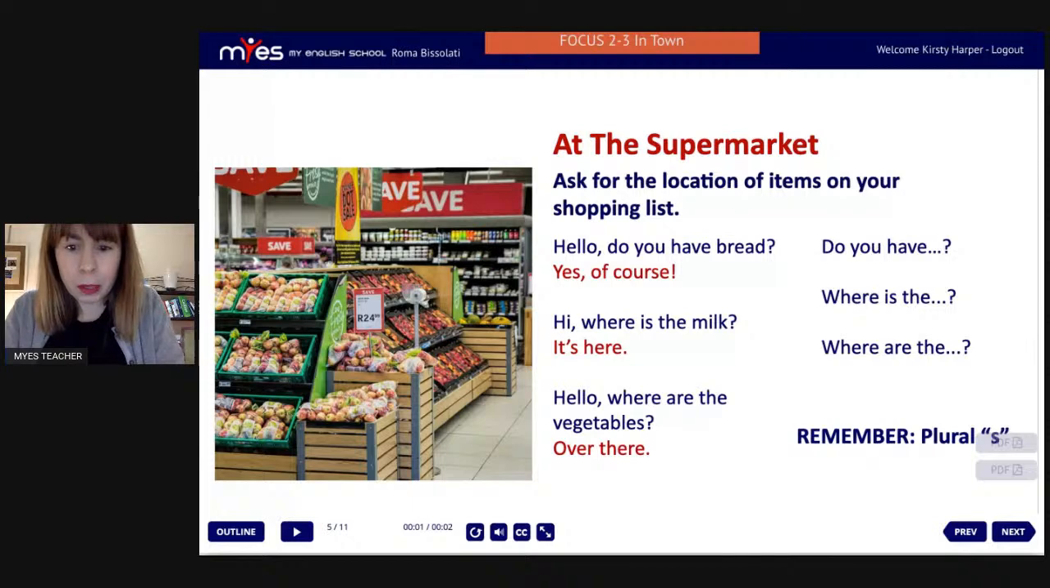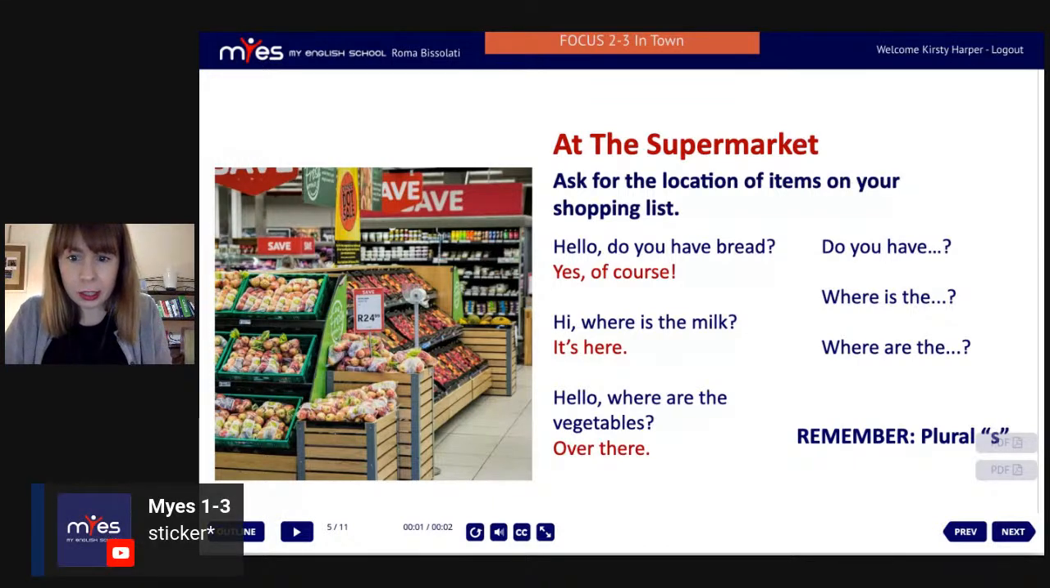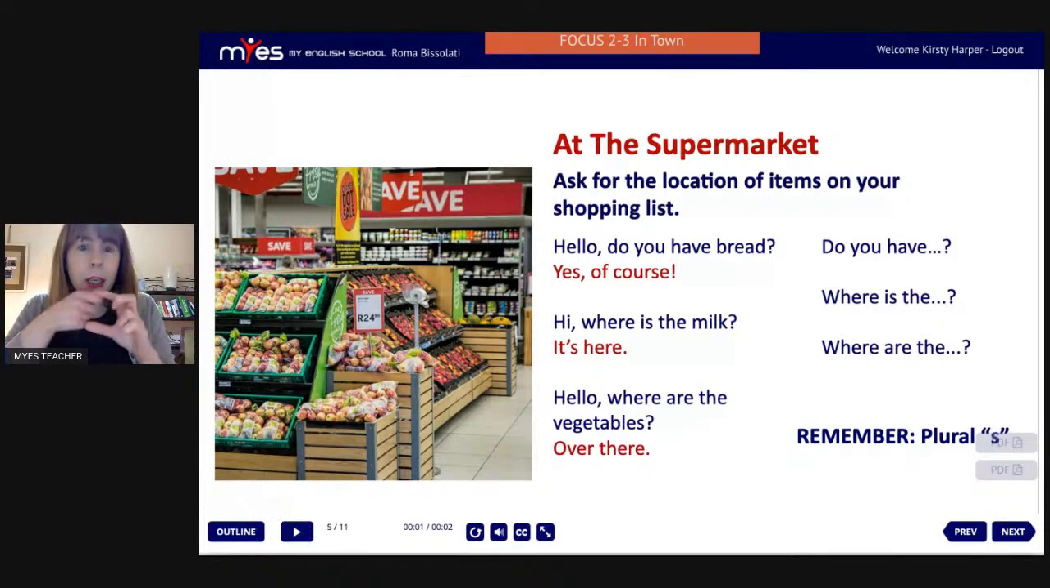Oh, sorry, I've misspelled that. Sticker. This one's correct. Okay, I'll just move that. No, never mind. So sticker is the little label that you put on fruit and vegetables. It tells you the price of an orange, an apple, okay? All right. Can you think of other questions?